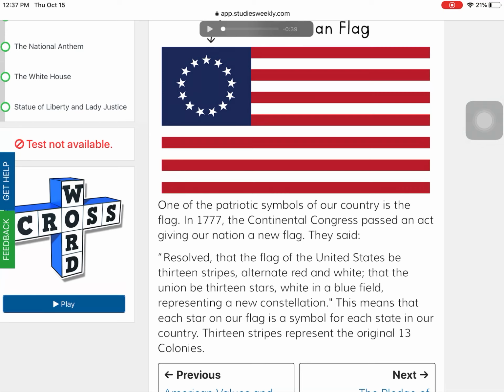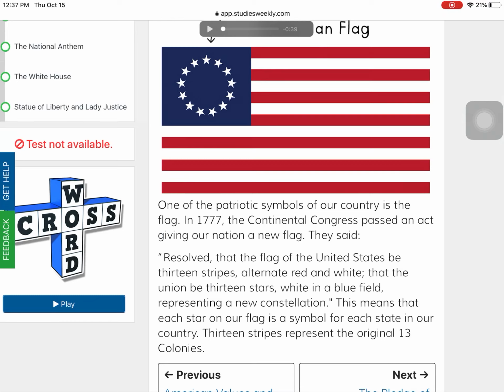So what our founding fathers are saying here is that white stars in a blue field represent the new constellation, representing our new nation. The stars are white in our flag. That means that each star on our flag is a symbol of each state in our country. 13 stripes represent the original 13 colonies.